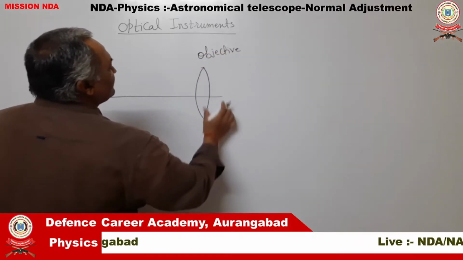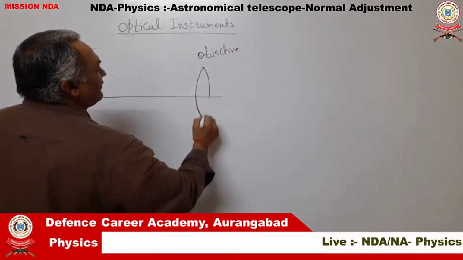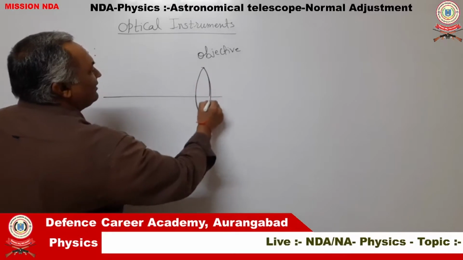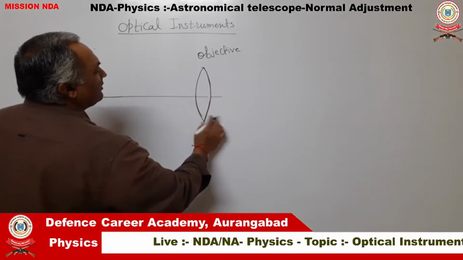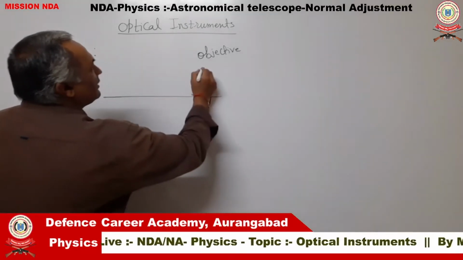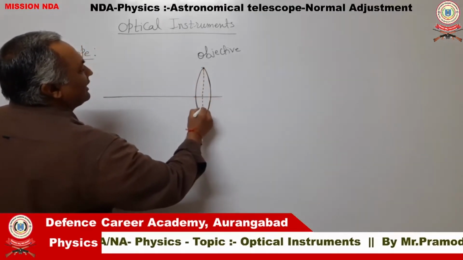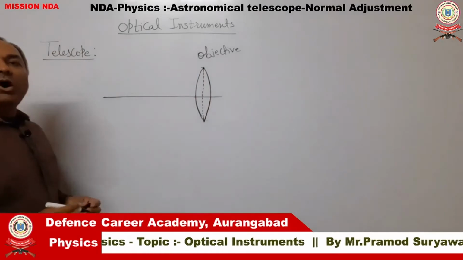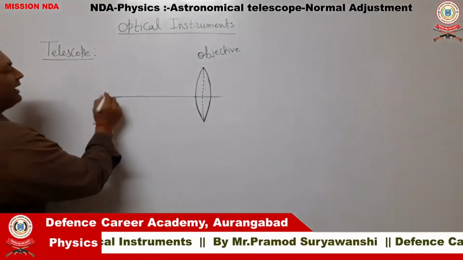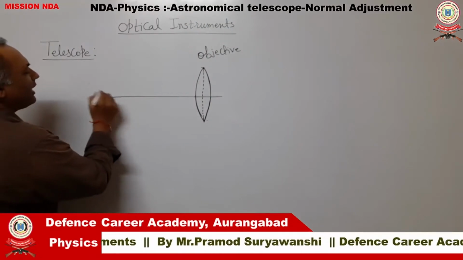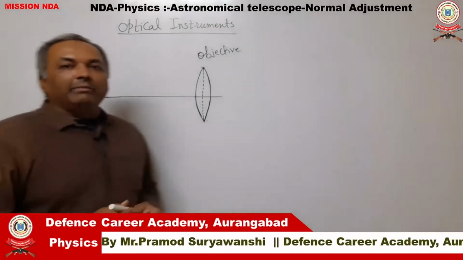In front of this lens, there lies the object. Of course, the object is at infinity, that is far, far away from this telescope. Then the observer observes the final image through a smaller lens called the eyepiece. It is called the eyepiece.